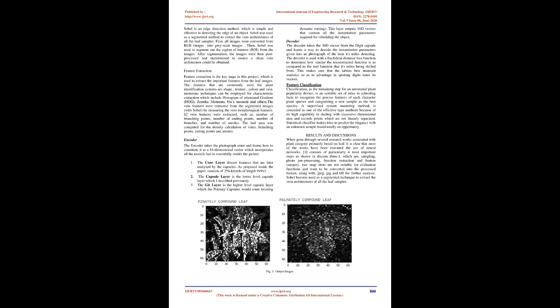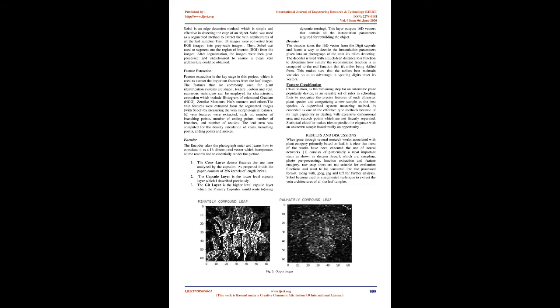Numerous techniques can be employed for characteristic extraction, which include histogram of oriented gradient (HOG), Zernike moments, and others. The vein features were extracted from the segmented images, with Sobel, by measuring the vein morphological features. 62 vein features were extracted, such as number of branching points, number of ending points, number of branches, and number of areoles. The leaf area was computed for the density calculation of veins, branching points, ending points and areoles.